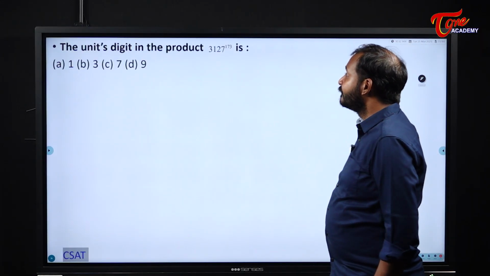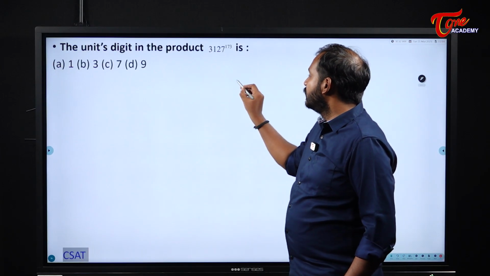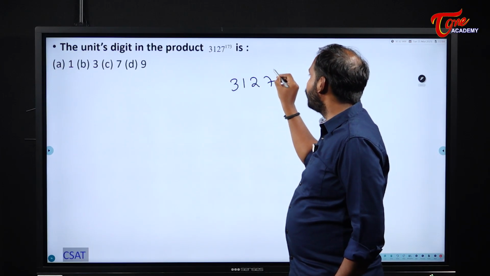Okay, good. Next one. The units digit of the product 3127 whole to the power of 173 is.